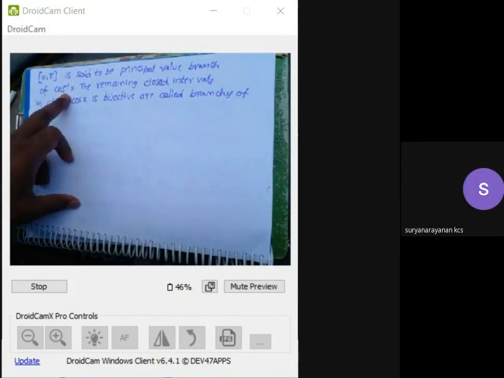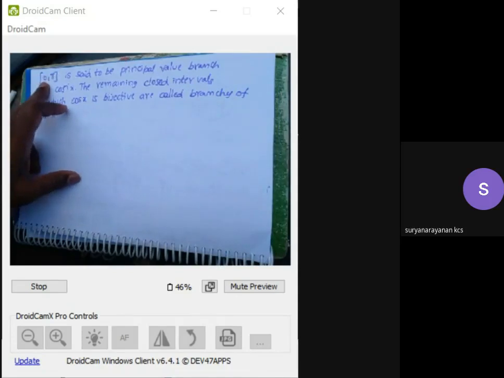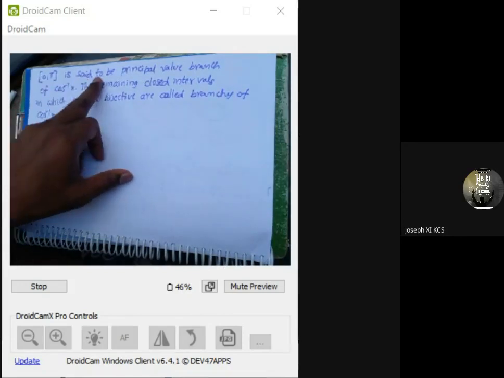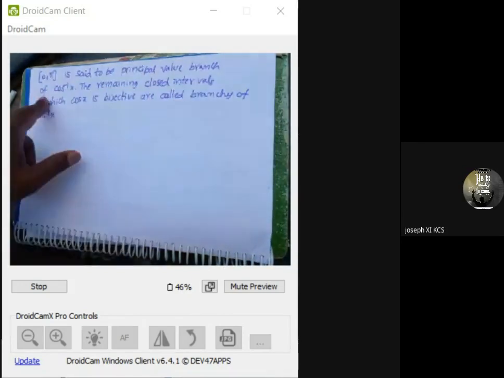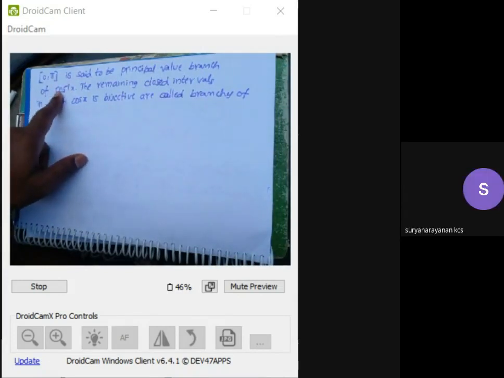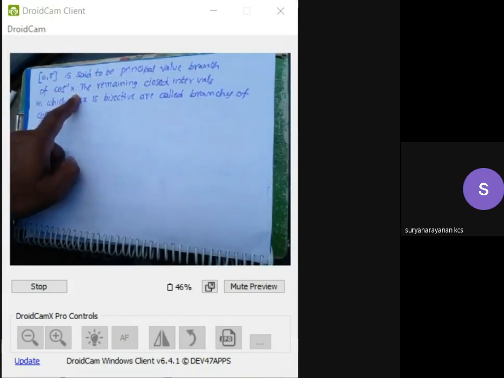Okay, my dear Stan Jansen. Joseph, read this sentence. The closed interval of 0 comma pi is said to be a principal value branch of inverse cos x. So, cos inverse x, not inverse cos x. Read this -1 as inverse: cos inverse x. Okay. Okay, sir.